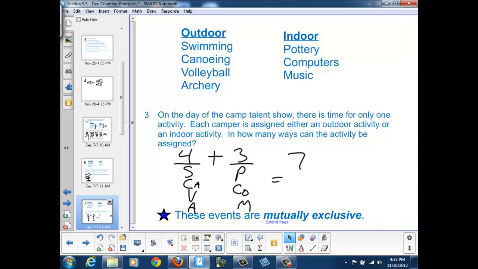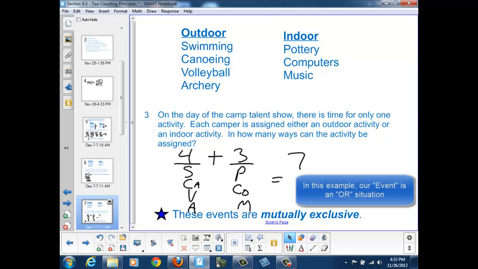Since I can only choose one of the 7 possible activities, we say that we're in a situation where the events are mutually exclusive. I can't choose more than one. If I've chosen one, the rest are no longer a possibility.